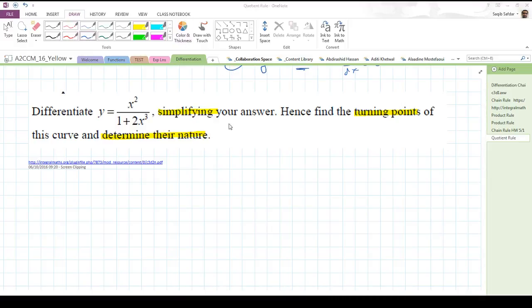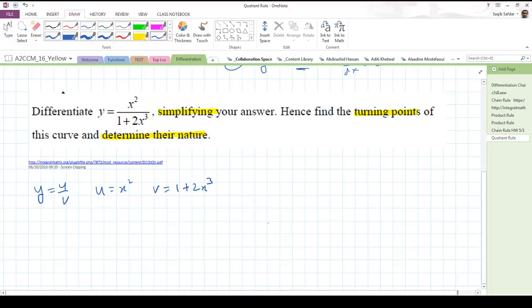So y equals u over v. Because u and v are not in the actual question, and we're writing something to the examiner, the examiner's a mathematician, the examiner's going to say, well, what are u and v? So we better be very clear about what u and v are. So u equals x squared, v equals 1 plus 2x cubed. So we've actually specified what u and v are going to be.